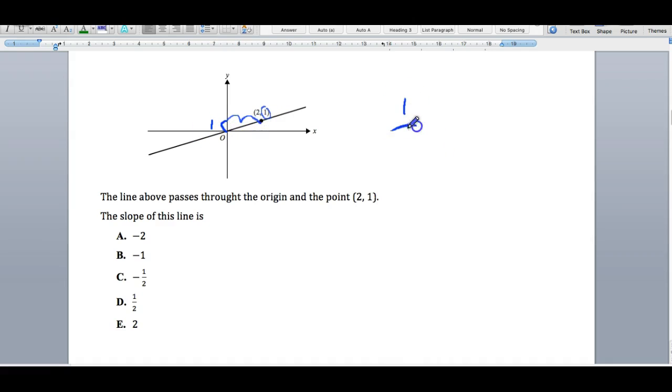So to read it straight off, it is a half, or you can use the points 0, 0 and 2, 1 and just use the formula like we did in the previous question. So the correct one for that one is a half. You should know that that's a positive gradient, so straight away you should be eliminating A, B, and C and just seeing, okay, it's either D or E.